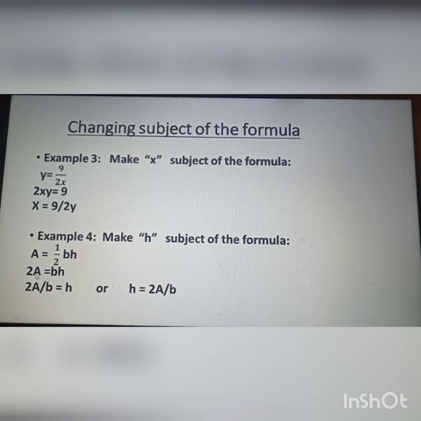So b will be taken to the other side. And as I told you earlier, the inverse operation: b and h are being multiplied, it's a product. The opposite of multiplication is division. So we are to divide by b on the left hand side. So you will get 2A divided by b, that is equal to h, and your answer is this one.